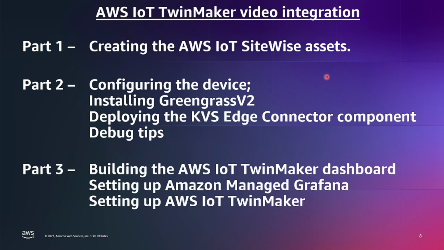I'll also try to cover some debugging tips if there are problems with connecting to the local camera or all the permissions for the component are incorrectly set. In part three, we will build the dashboard. For this, I've chosen Amazon Managed Grafana, which will communicate with AWS IoT Twinmaker.